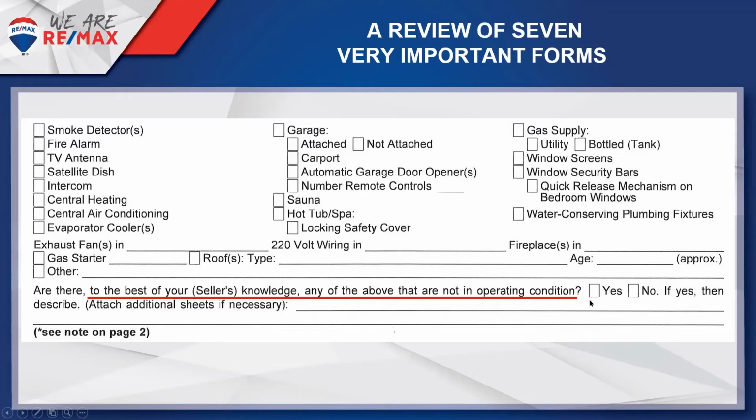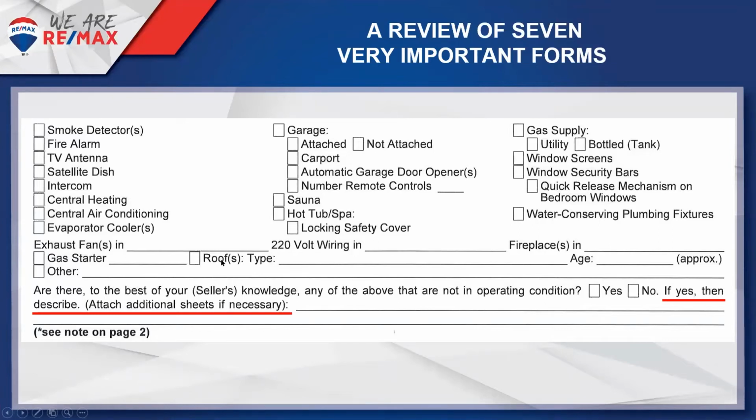So if you say yes, something's not working, the garage door opener doesn't work. So you have a garage door opener, so you check that box, but it doesn't work quite right. So you would check that. Now, if you check that, you must explain, then describe. If you don't describe it, you've not completed the form.